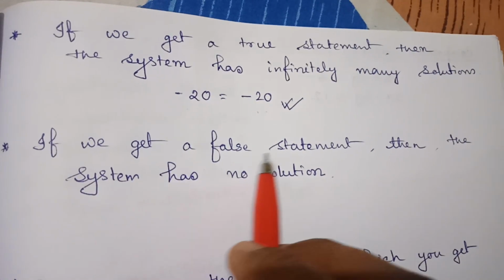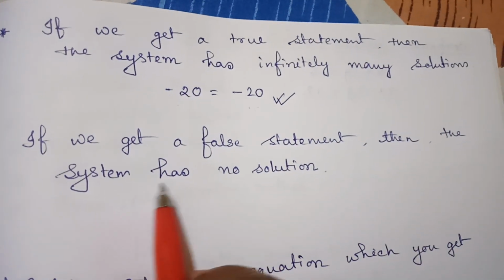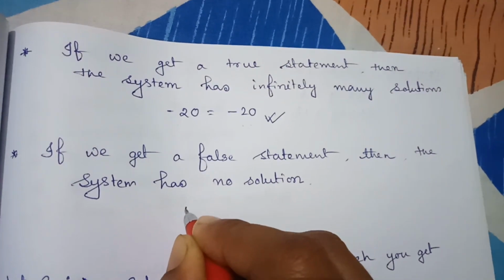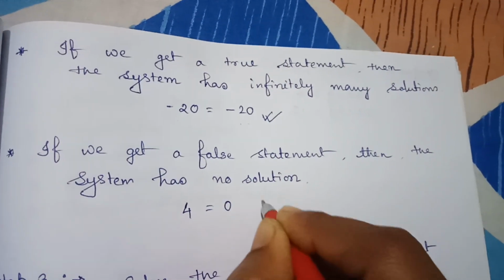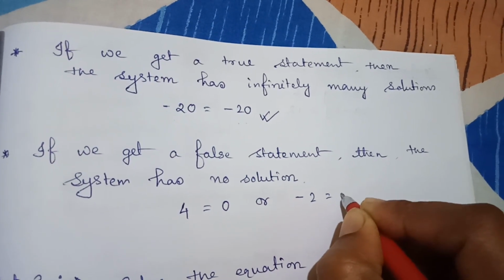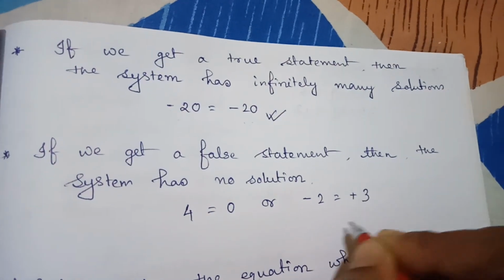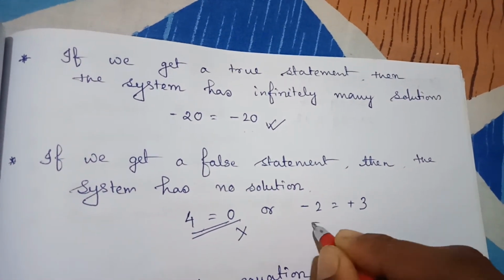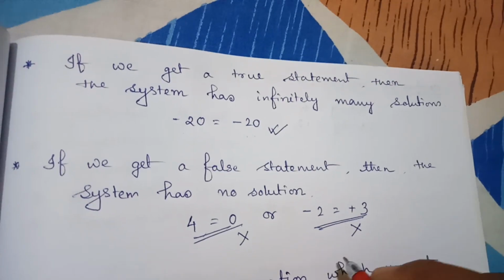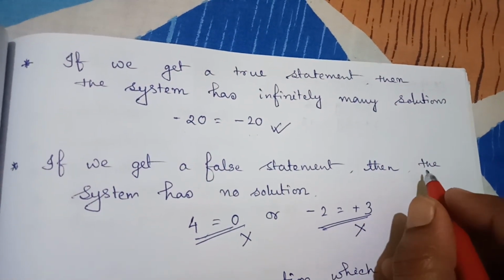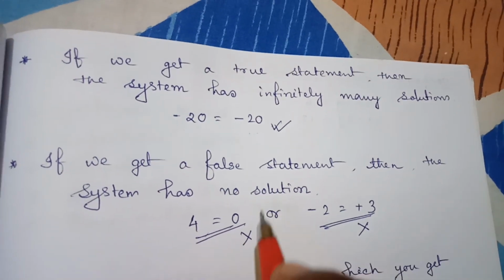If we get a false statement, then the system has no solution. A false statement, like suppose you are getting 4 equals 0 or minus 2 equals plus 3. This can't be there. This also is a false statement. That means the answer will be that the system has no solution.